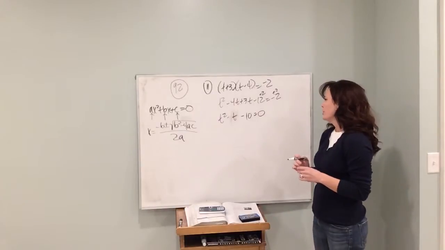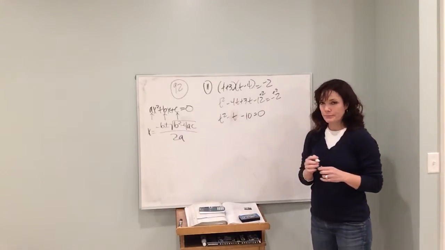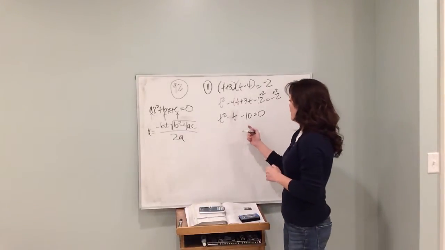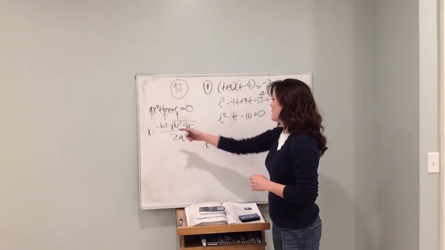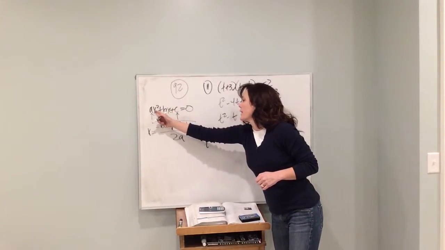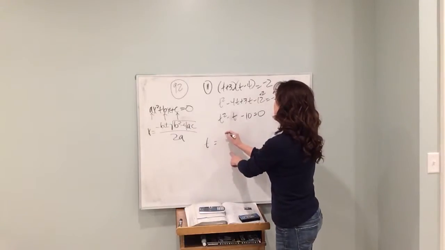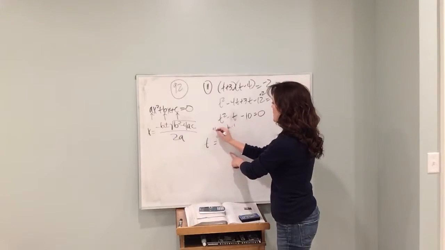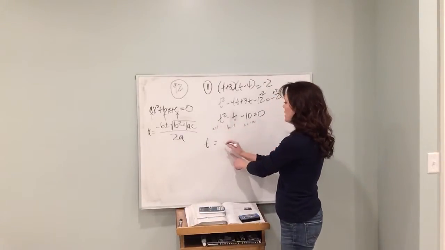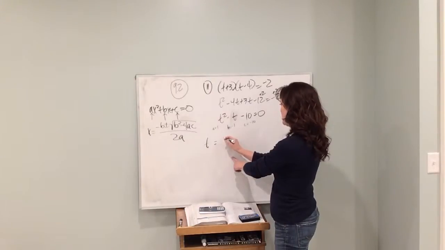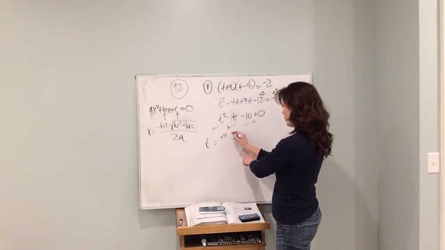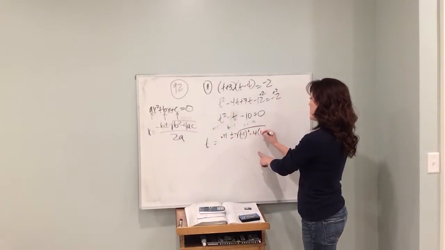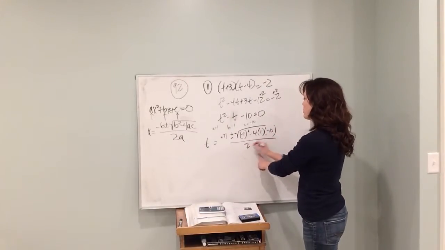Now, are there factors of 10 that are going to give me a difference of 1? No, 5 and 2 give you a 3. All right, so let's use the quadratic formula. Here, this is in this form right here, but instead of x's, we have t. So t equals negative b. Okay, b right here is negative 1. A equals 1. C here equals negative 10. T equals negative b. Negative negative 1 is a positive 1, plus or minus square root b squared, put that in parentheses, minus 4ac all over 2a times 1.